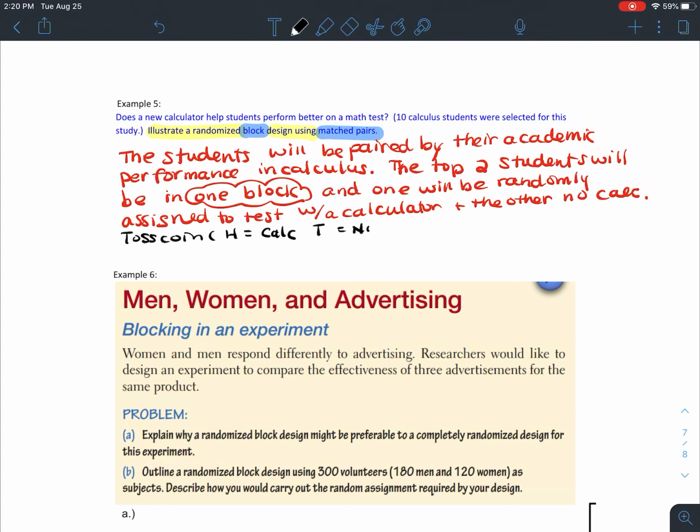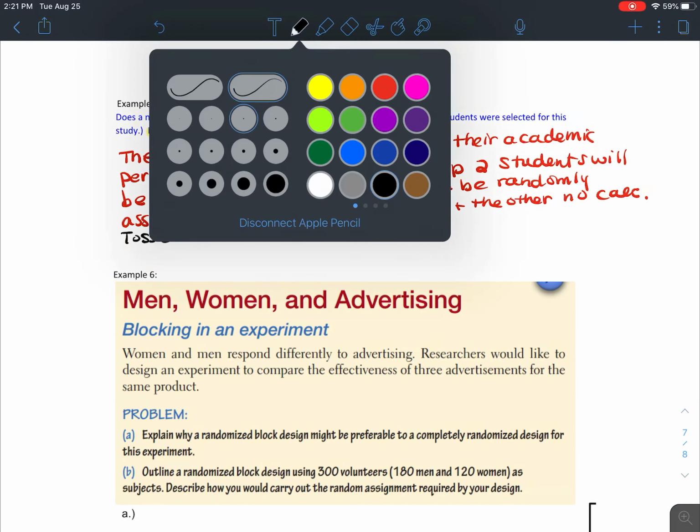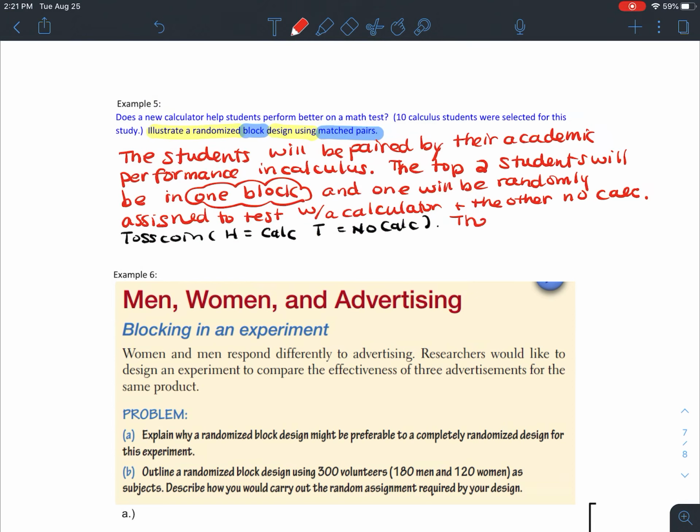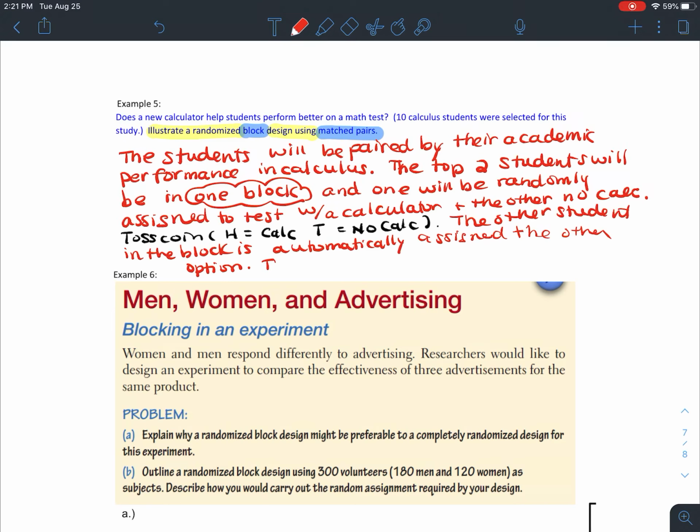Well, you could say, look, I'm going to toss a coin. And for the first person, they're going to toss it. If they get heads, they get to use the calculator. If they get tails, they don't get to use the calculator. And then the second person doesn't even need to toss the coin because they're just going to automatically get that other treatment, okay? And then we just say the other student in the block is automatically assigned the other option, okay?